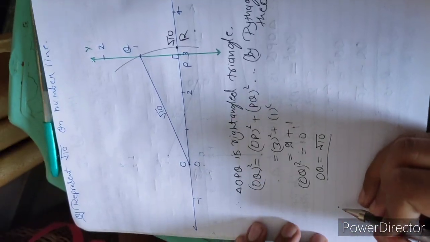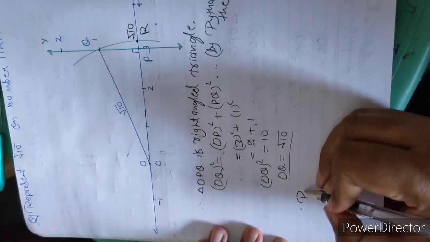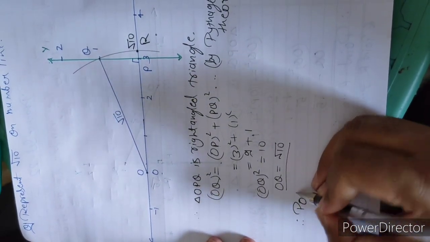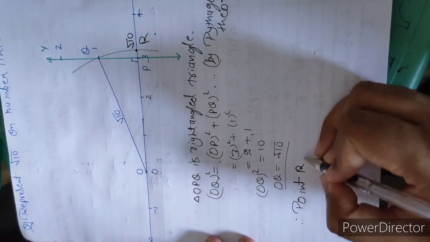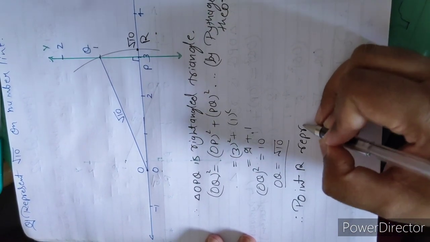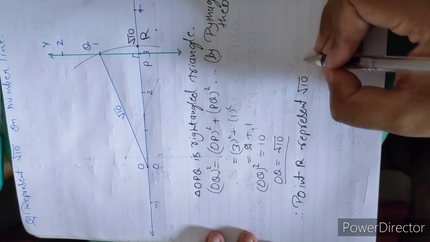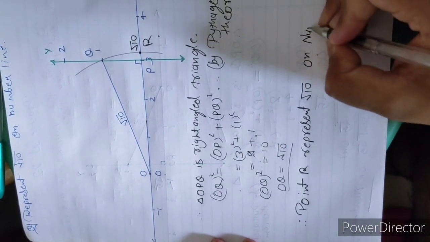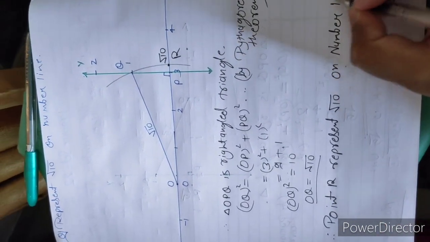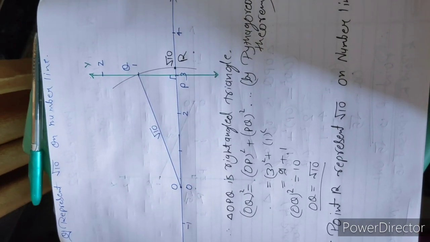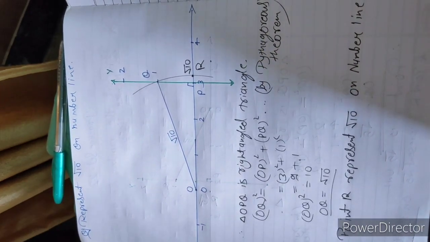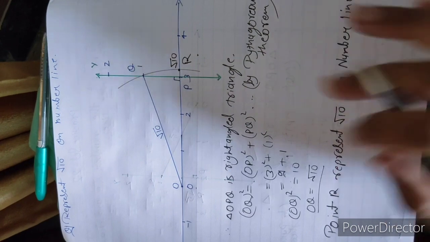So here in the final we will write that point R represents root 10 on the number line. Okay, understood how to do this type of question? We have to do it by this method.